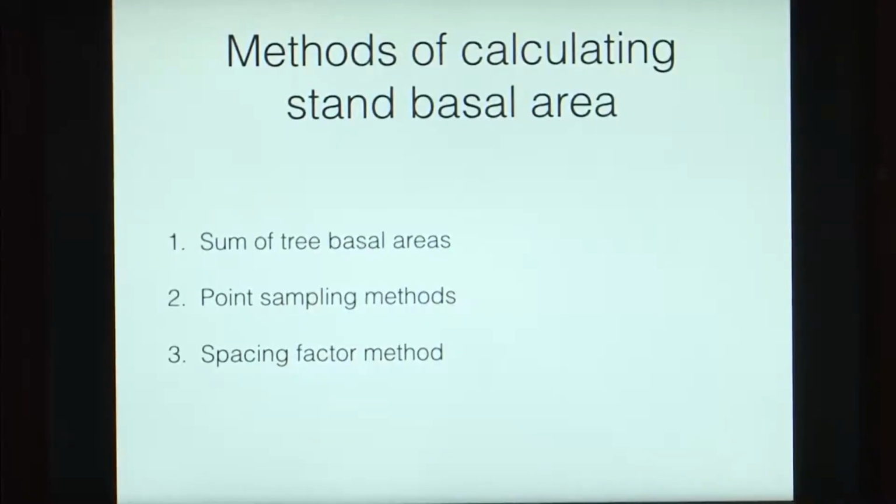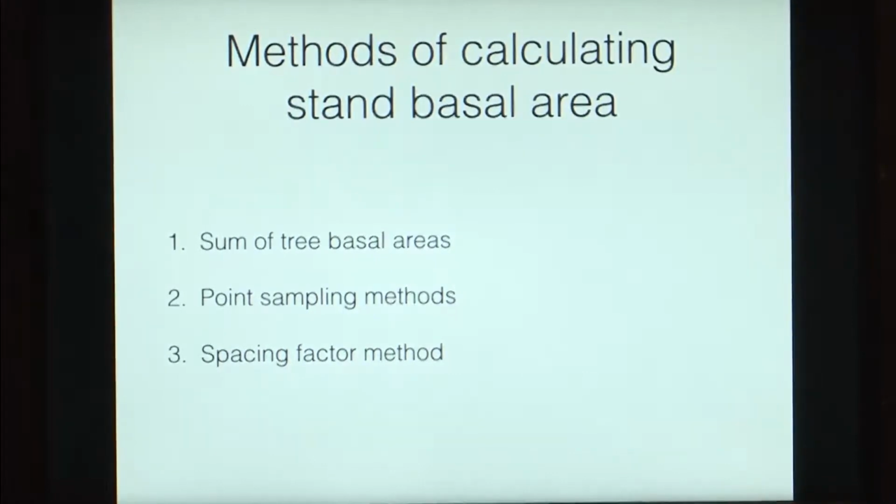Now, how do we calculate stand basal area? We have a number of methods of calculating the stand basal area, one of which is the most simple one. You just add up all the basal areas and divide by the area of the stand. But there are also some other methods. The first one is the sum of the tree basal areas. The second one is known as point sampling methods, which we shall go to in a later class, and there is also a spacing factor method that we shall also discuss later.